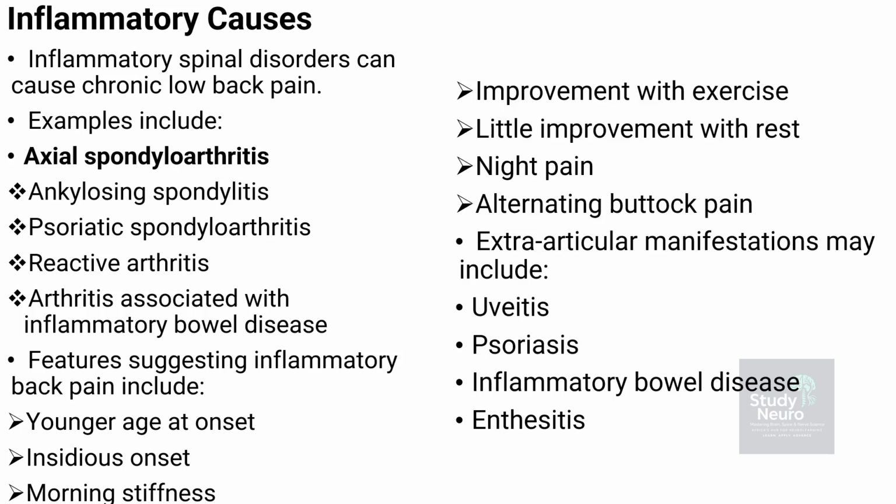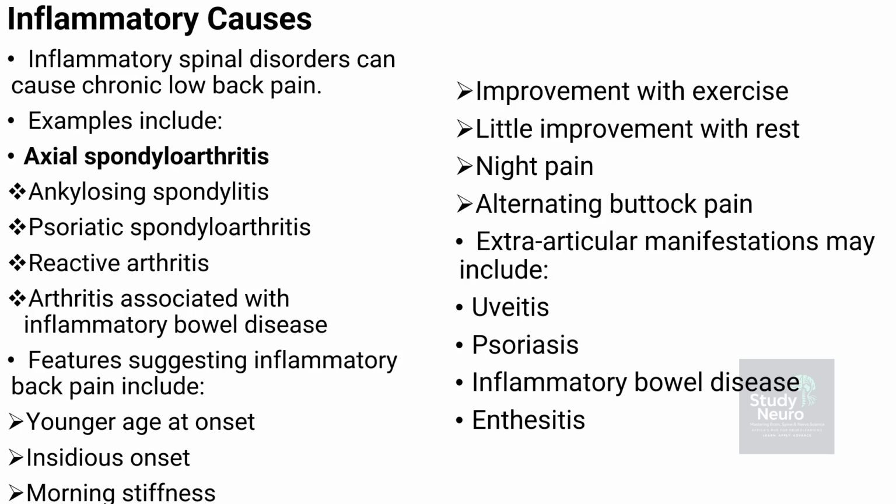Inflammatory spinal disorders are conditions in which immune-mediated inflammation affects the spine and related structures, causing persistent low back pain and stiffness. Examples include axial spondyloarthritis, ankylosing spondylitis, and arthritis associated with other inflammatory diseases. The pain often begins at a younger age and develops gradually, with morning stiffness that improves with movement rather than rest. Night pain and alternating buttock pain may also occur.